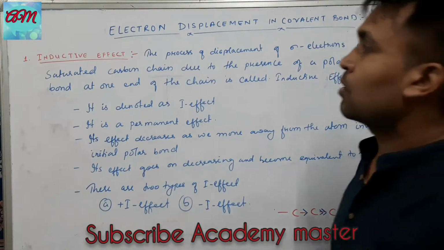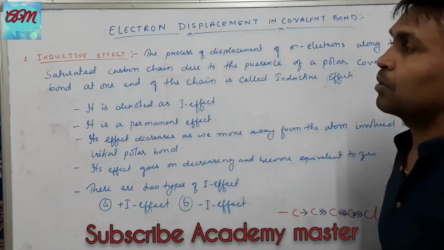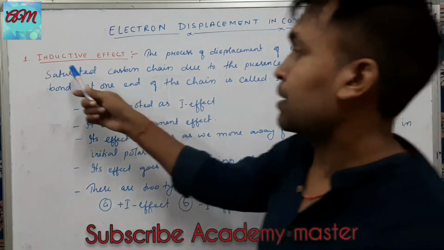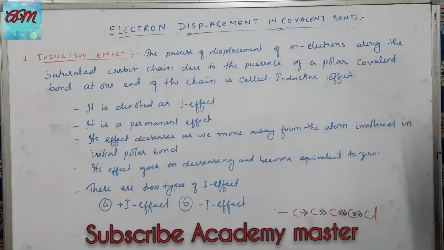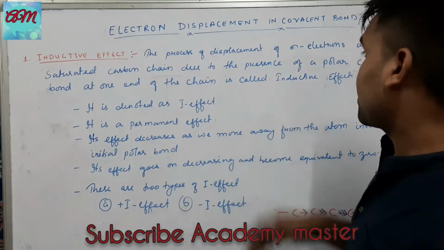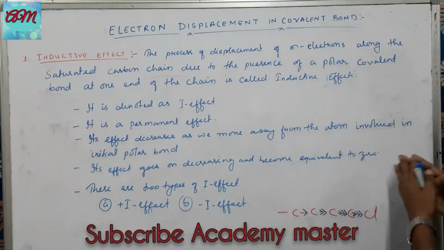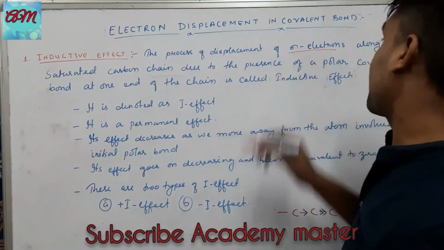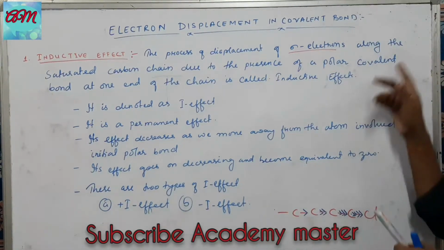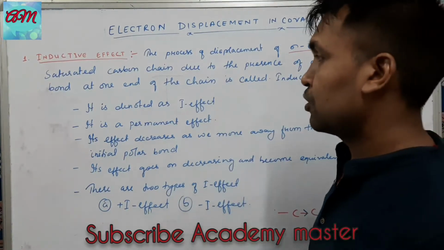The first topic of electron displacement in covalent bonds is called the inductive effect. What is the inductive effect? Let us try to understand. It is the process of displacement of sigma electrons along the saturated carbon chain.